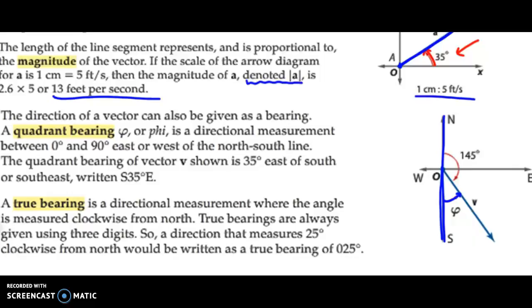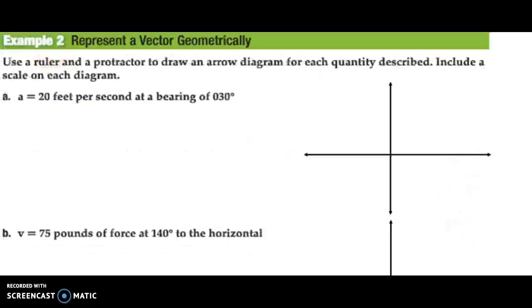True bearing always starts from the north line and goes down towards it. So for this one right here, my red, my true bearing would be 145 degrees, and it goes in a clockwise rotation. Also, it says right here, anything that measures 25 degrees clockwise from north would be written as 0, 25 degrees. So that's a lot of vocabulary to go over right away. It'll make sense as we keep going.